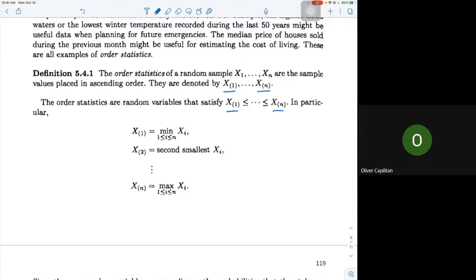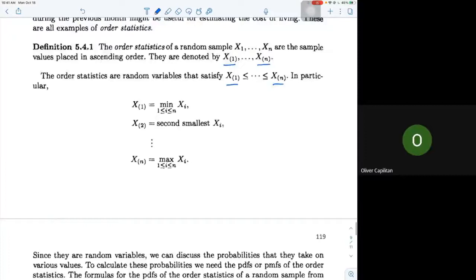So mathematically, we can define X sub (1) as the minimum of all random variables X sub i from 1 up to n. X sub (2) is the second smallest random variable, X sub i from 1 up to n also. And then X sub (n), or the nth order statistic, is the maximum of the random variables X sub i from 1 up to n, inclusive. Okay, so these are order statistics.